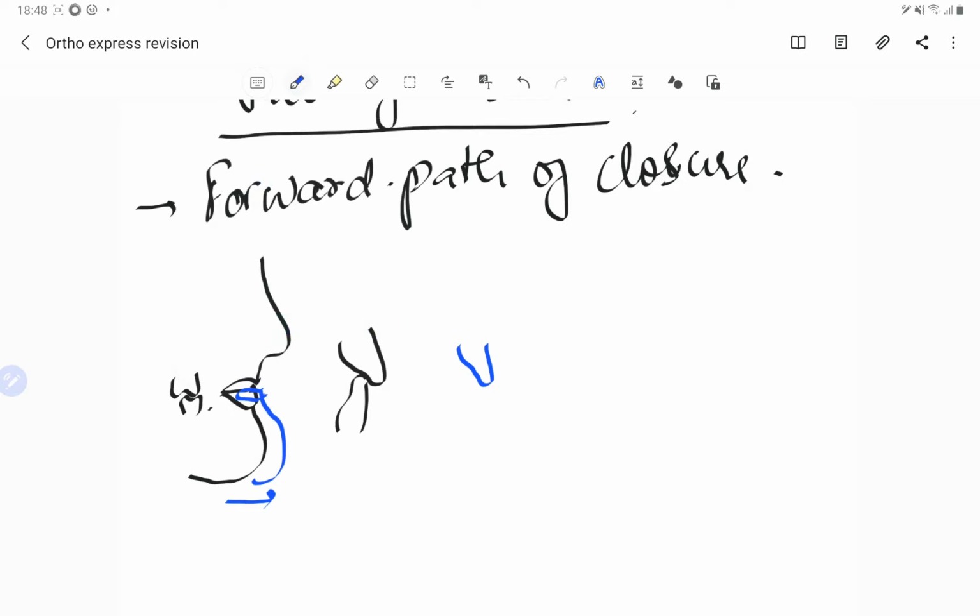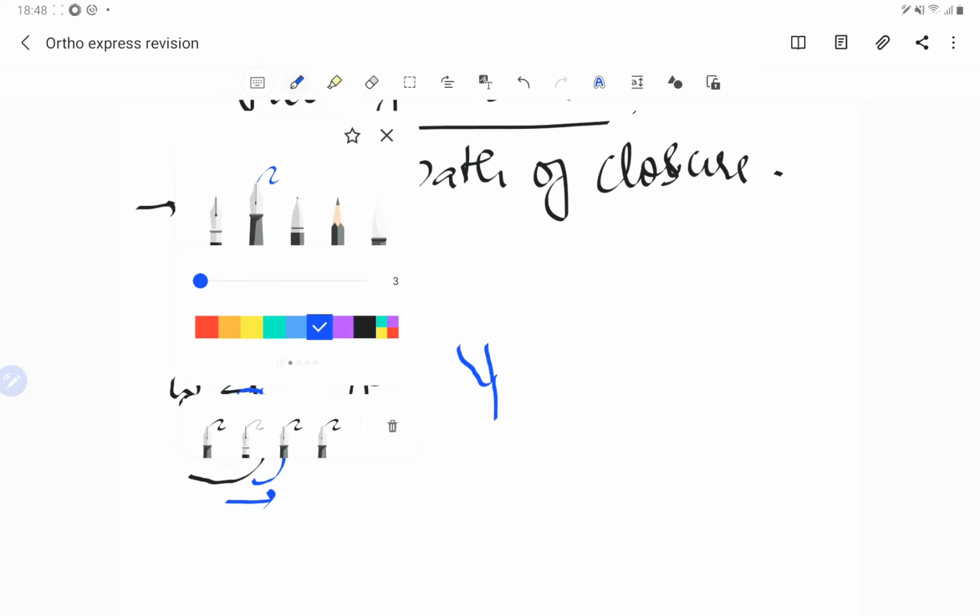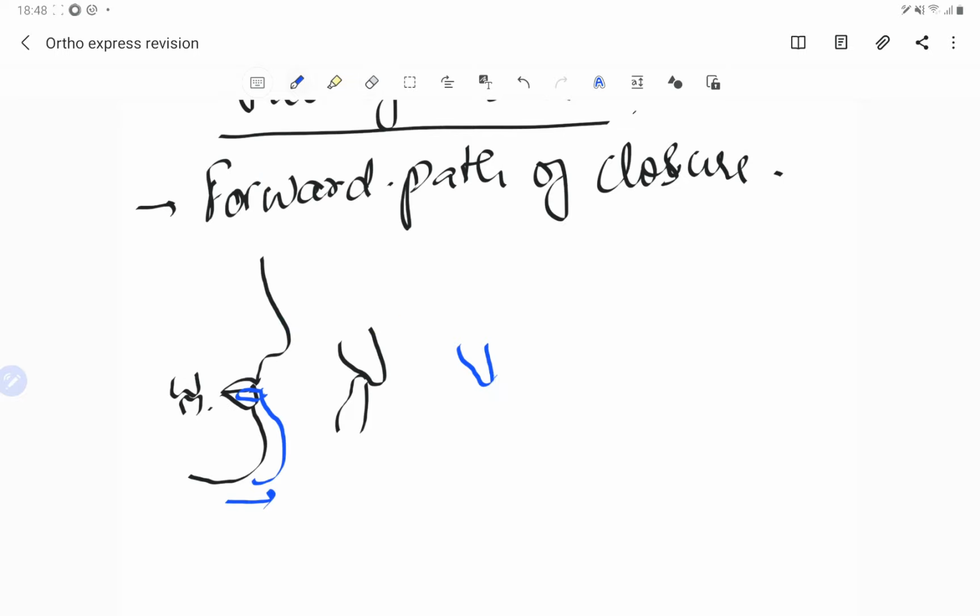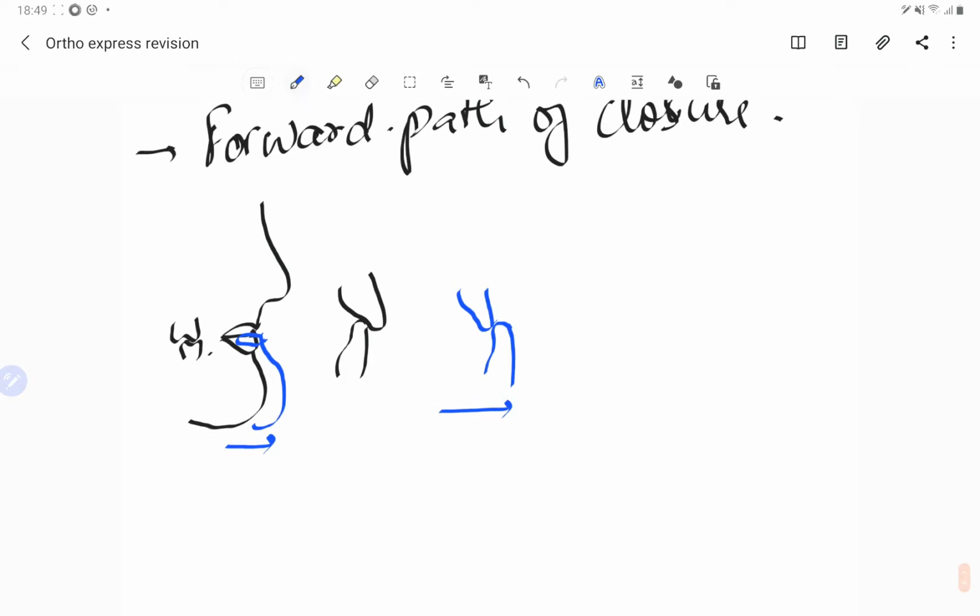Now what is happening here in a forward path of closure? The person is taking the mandible forward and closing it more forwardly like this. So he is taking the mandibular teeth more forward so that the mandibular incisors go labial to the upper incisor teeth. So this path of closure occurs in a patient with a mild skeletal prognathism, or in case of edge to edge incisor bite. If we see edge to edge incisor contact in these patients, the patient is taking the mandible forward to allow the incisors to go labial to the upper incisors.